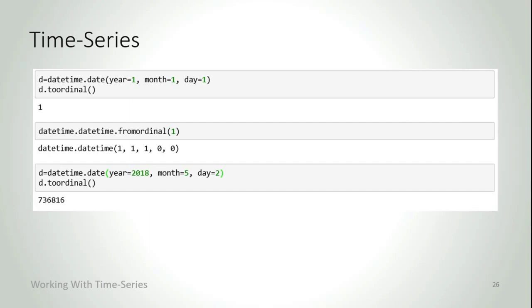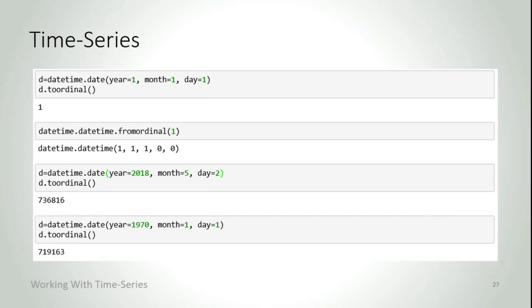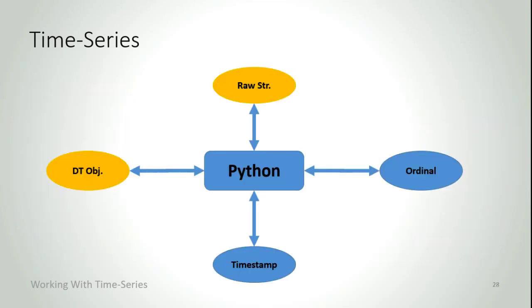If we talk about this previous date that we talked about already in the previous example, 2nd of May 2018, the ordinal will be 736,816. And the beginning of the timestamp, as we saw, 1st of January 1970, has the ordinal of 719,000 something. I'm just giving you some examples. Then you can later on open your Python notebook and play with this stuff.